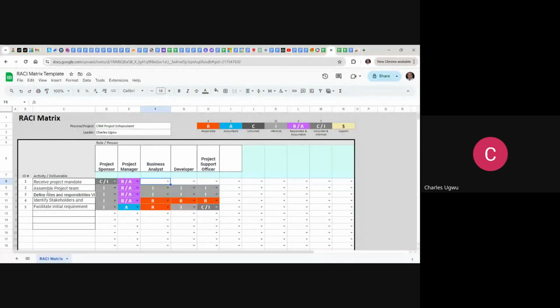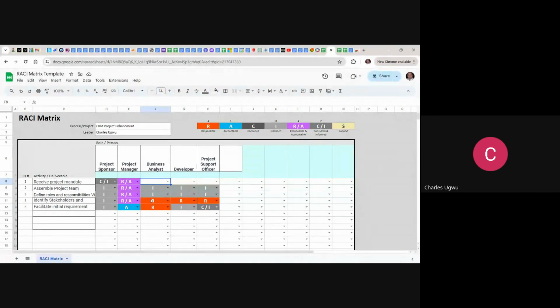So you can assemble the project team and define roles and responsibilities. Who is going to do that in managing the event? Is the project manager still going to do that? Identify stakeholders. Who needs to identify the stakeholders in the project? Who facilitates the initial request? The business analyst is facilitating the request because it's his duty to collect the requirements and analyze the requirements. So these are the things that need to be done.